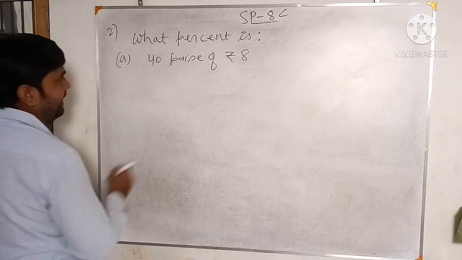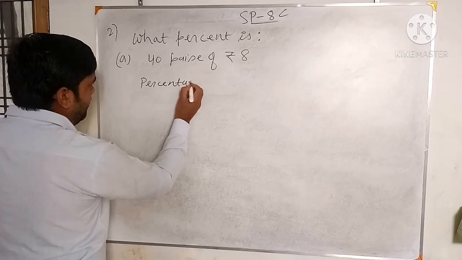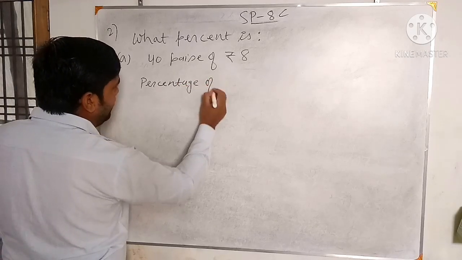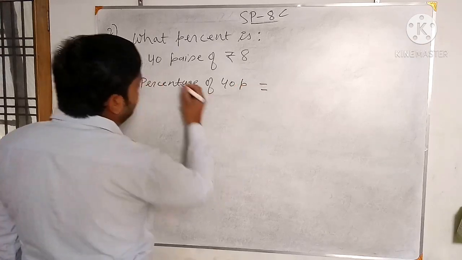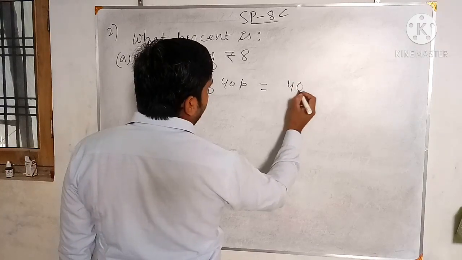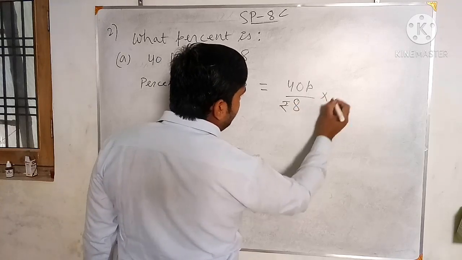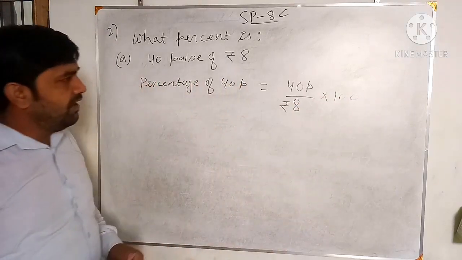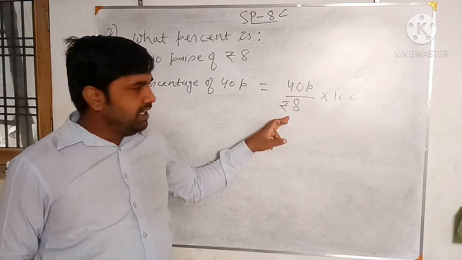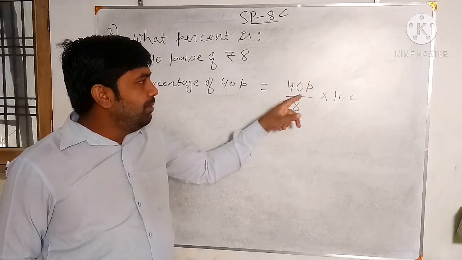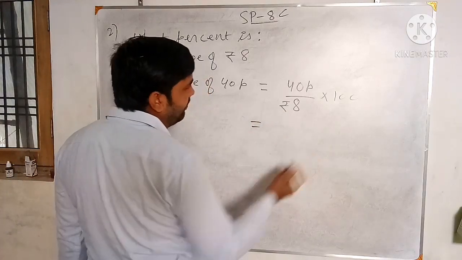Now again, see, we find the percentage. Percentage of 40 paise equals to what? 40 paise by 8 rupees into 100. So first you make the unit same, because in a fraction both numbers' units should be the same. Here the numerator unit is paise and the denominator unit is rupee. So first you convert the rupee into paise, then you can calculate the percentage.